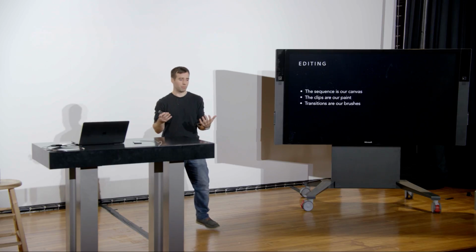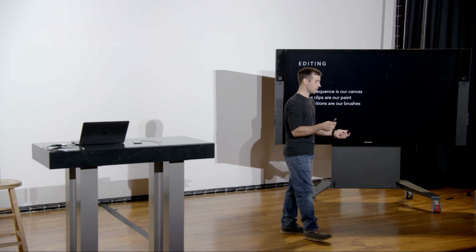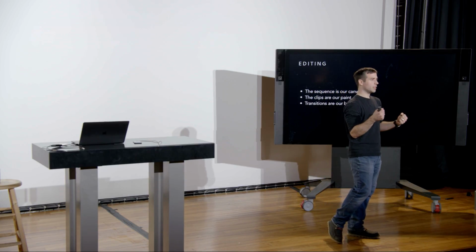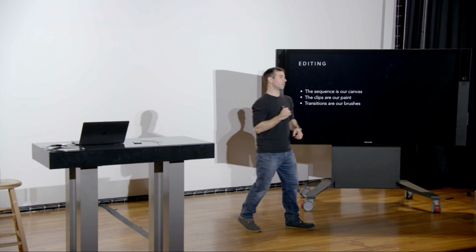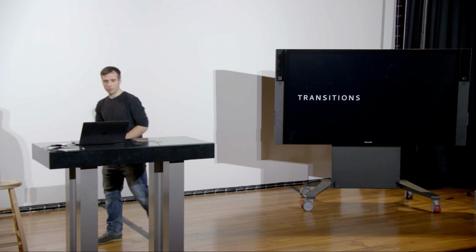And then the transitions are our brushes. So how do we move from one shot to another, or one scene to another? We want to think about this not just in terms of what is the mechanism, like a cut or a dissolve or a wipe to move from one scene to another, but also how do we progress the story and sequence our shots to move from one scene to another. All right, so transitions.